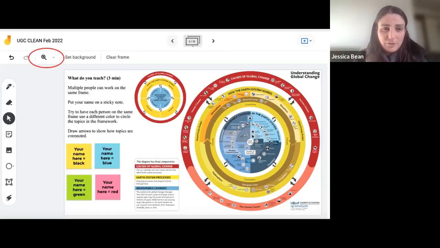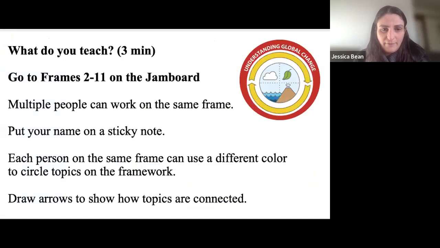If you just go to a page, you can start circling and identifying what are the things that you teach? And what are the concepts that you hope students will connect in the way that they think about the world and see the world when they're learning with you. So let me know if you're having any issues with the Jamboard link. I'll put it back in the chat in case anyone needs it.